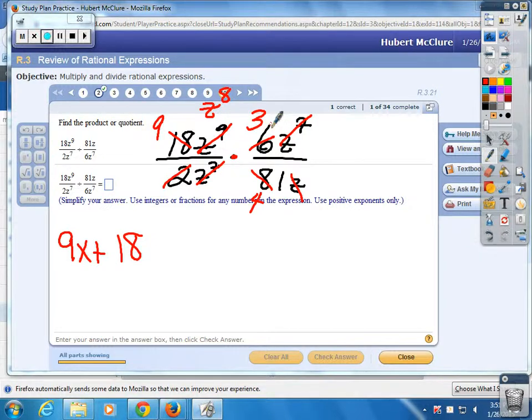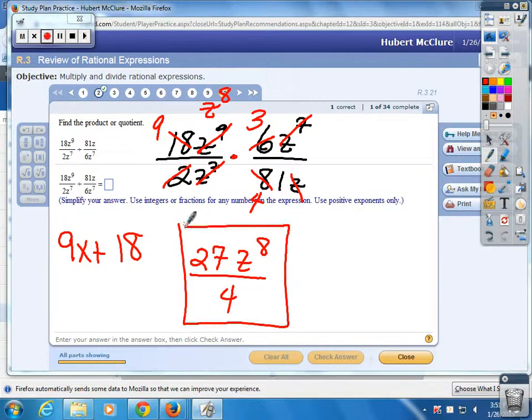No. So you get 27z to the 8 over what? 4. Now once you get to this point, if you can factor anything else, then go for it. The 27 is only divisible by 3 and 9, and 4 is only divisible by 2, so I think that should be it.